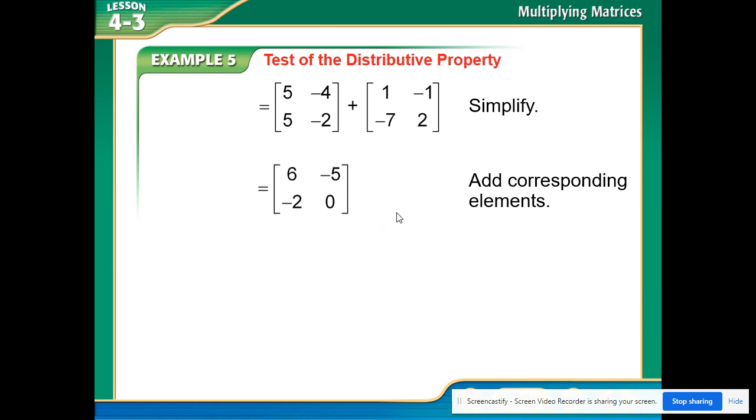So we can do a bunch of these different things together. We can multiply and add, and we can even do some scalar multiplication if we wanted to.